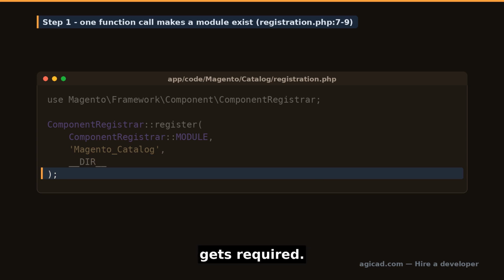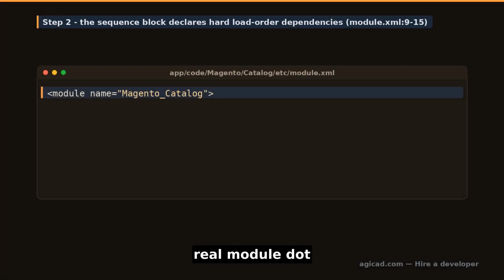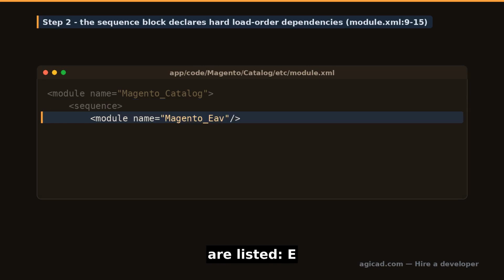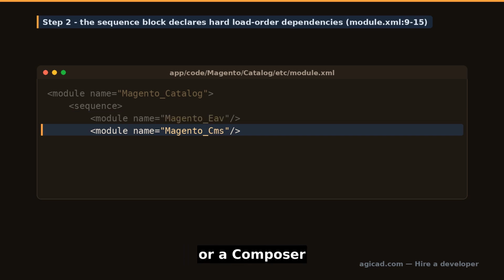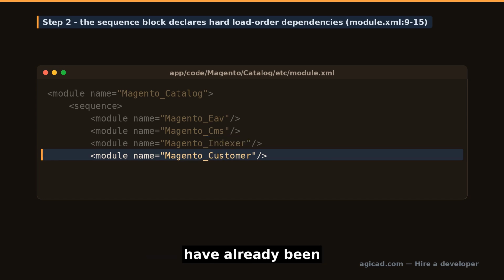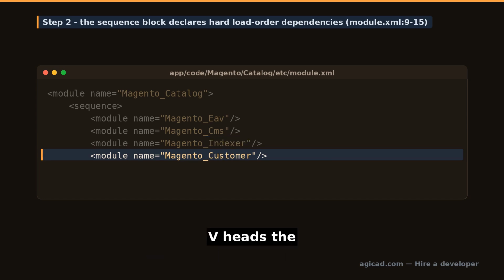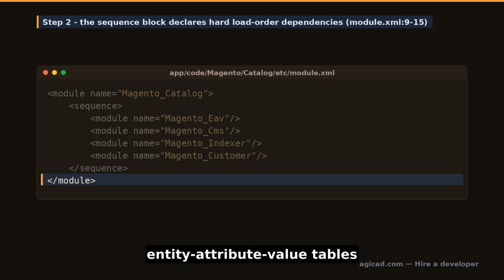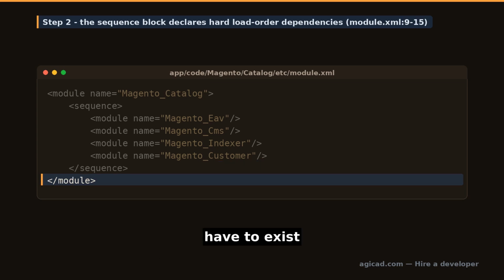And here's the real module.xml for Magento_catalog, sequence block included. 4 modules are listed: EAV, CMS, Indexer, and Customer. This isn't a suggestion or a composer version constraint, it's a hard statement that catalog's own setup and configuration logic assumes these 4 modules have already been loaded and configured first. EAV heads the list for a very concrete reason: catalog's products are EAV entities, so the entity attribute value tables and attribute definitions catalog depends on have to exist before catalog's own schema and data patches try to reference them.